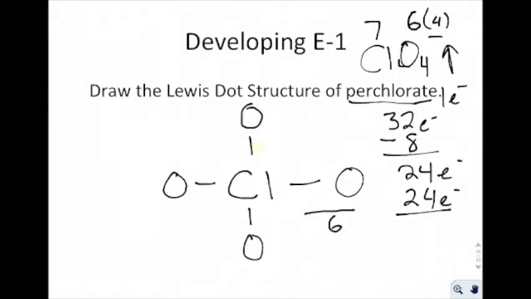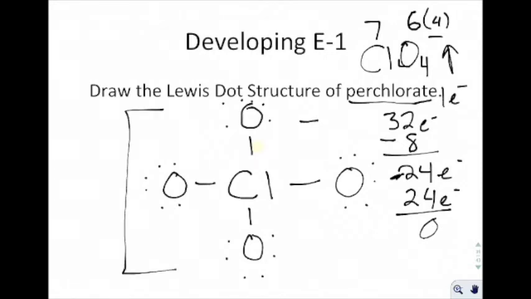Since my total electrons available and my electrons needed are equal, I can just fill in. That means the dot structure would be this, and you'd fill in your electrons. Now you would also want to indicate that this is a minus charge. So this right here is what we have for a perchlorate ion.